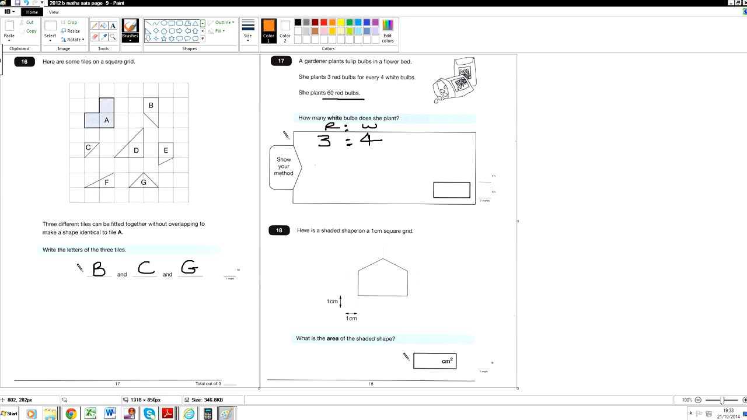So the red bulbs, that 3 becomes 60. So what do we multiply 3 by to give us 60? 20. So what we do on the left hand side, we must do on the right hand side. So how many white bulbs does she plant? 80. Yes. Okay, right.